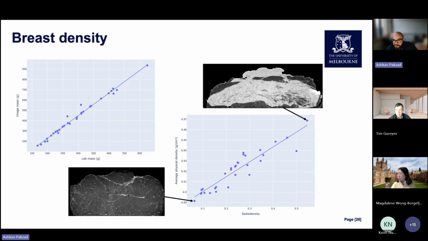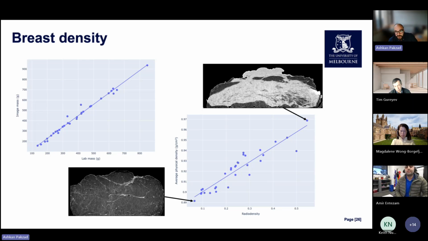And so with a few valid assumptions, we can derive the physical density. So over on the left, we can produce the image mass and compare it with the mass from the pathology labs for each sample. And on the right, we can look at how that physical density, the average physical density across the breast, compares to the radio density. So that is to say, we have a rich amount of information here.